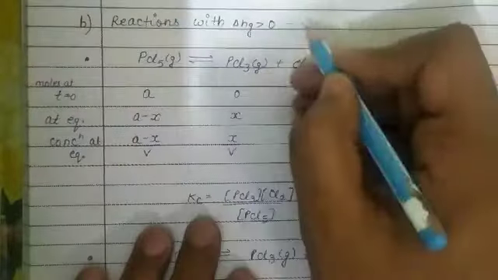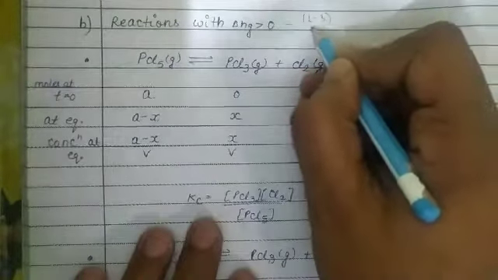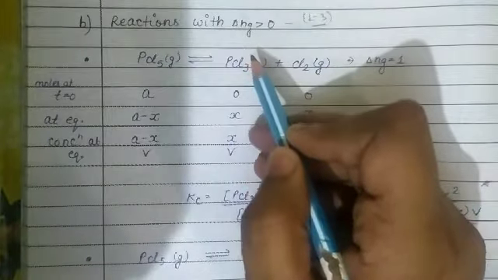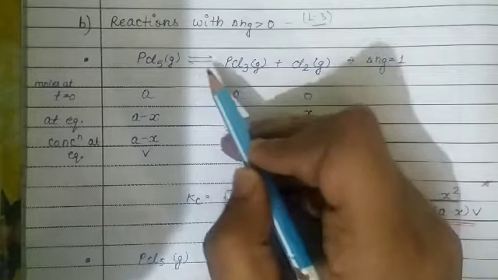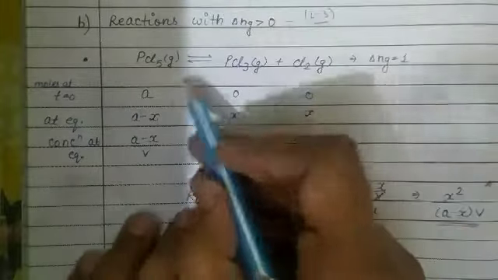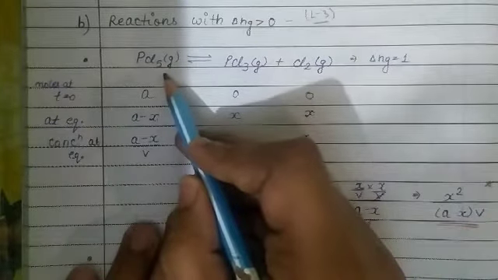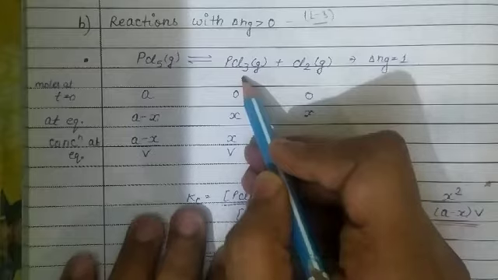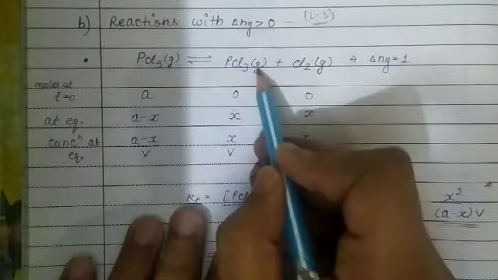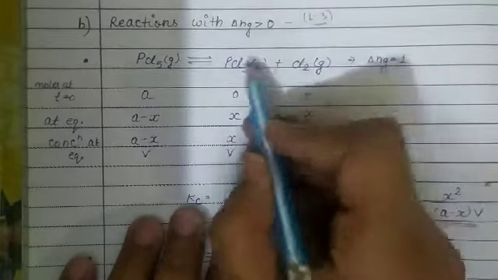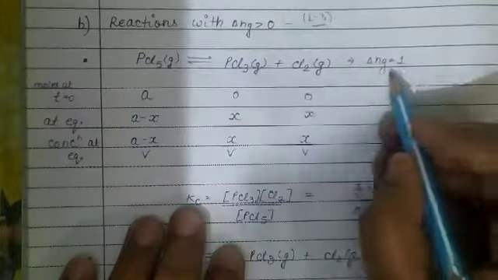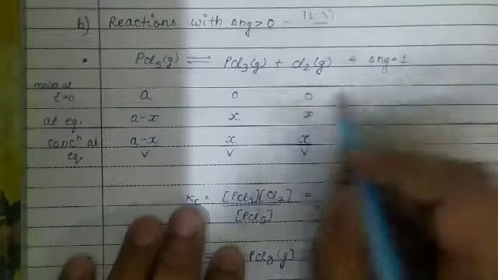Lecture number 3. Today again we are going to discuss the numericals on the basis of the mole concept, and we will calculate the value of equilibrium constant Kc. For example, PCl5 is given, when PCl5 dissociates into PCl3 and Cl2. As we can see, delta Ng for this reaction is 1: number of moles of product is 2 minus reactant is 1, so delta Ng is 1.